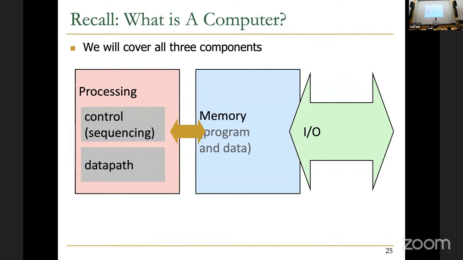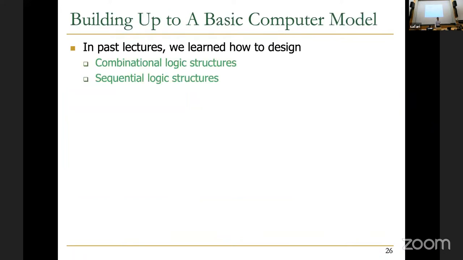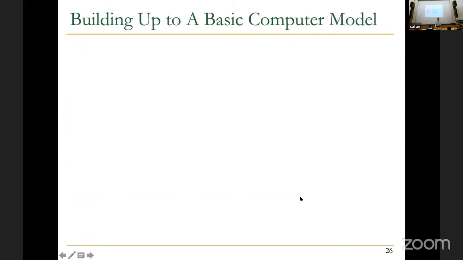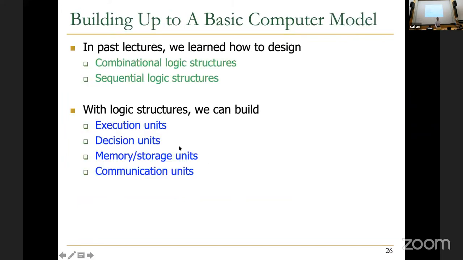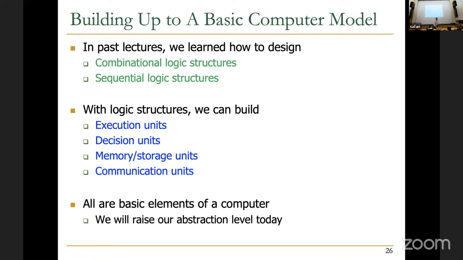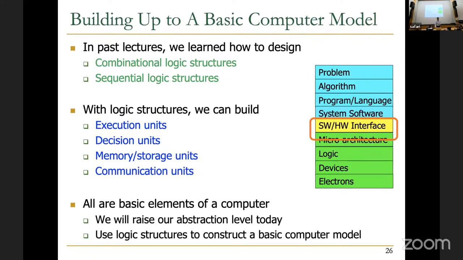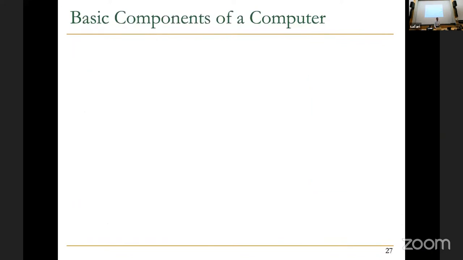But recall, before we have seen this picture, where we have three components of a computer: processing, memory, and I/O. And we're going to talk more about these components. And in the past lectures, we've seen combinational logic structures and sequential logic structures to essentially design all of these components, even though we didn't put everything together, of course. With these structures, we can build execution units, decision units, memory and storage units, and communication units. We've seen all of these. All are basic elements of the computer. So today we'll raise our abstraction: how does the programmer see and manipulate what these basic elements do? Essentially, we use these logic structures to construct a basic computer model and execution model.